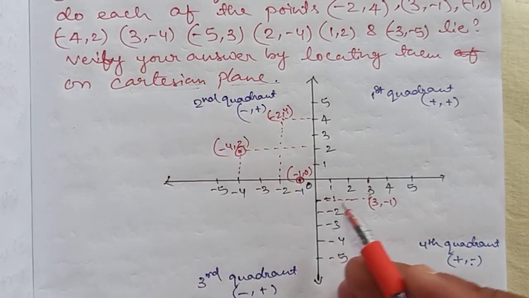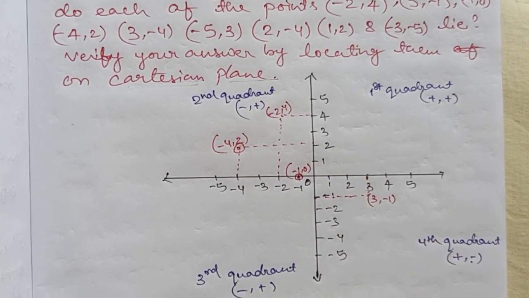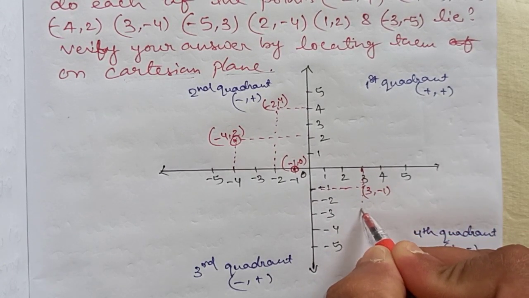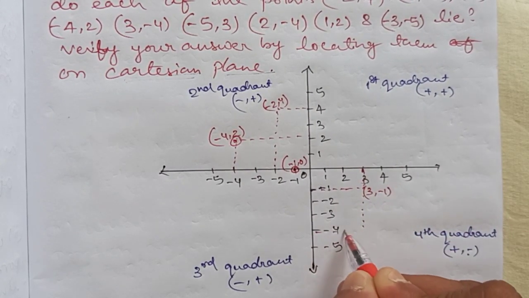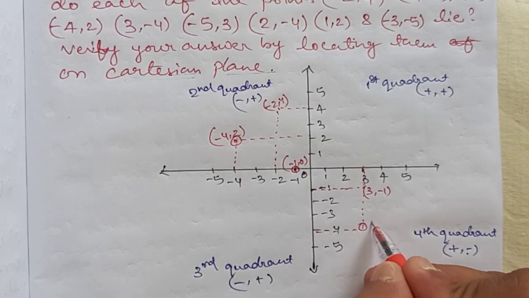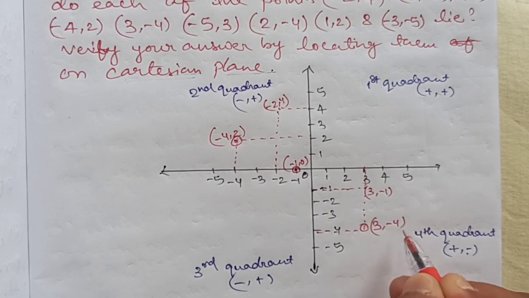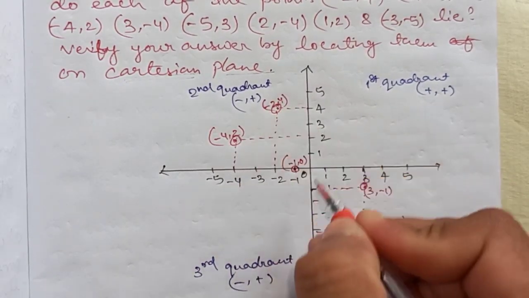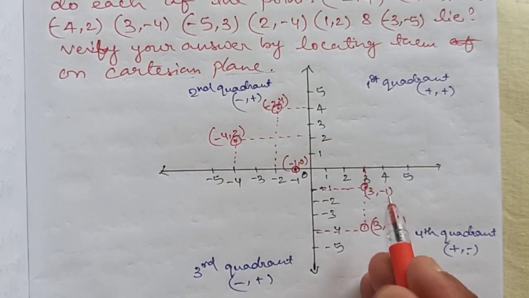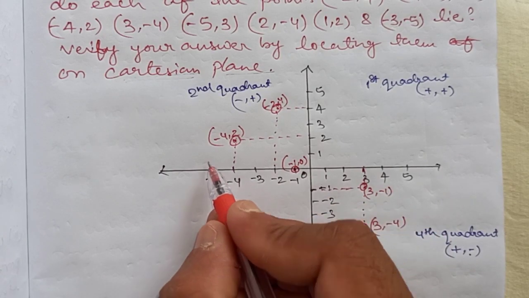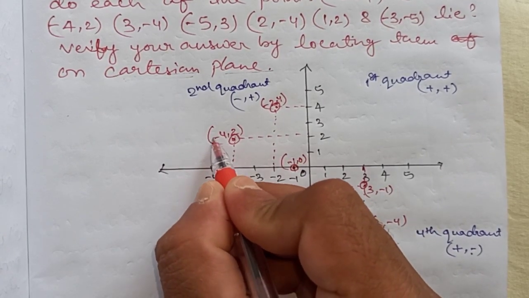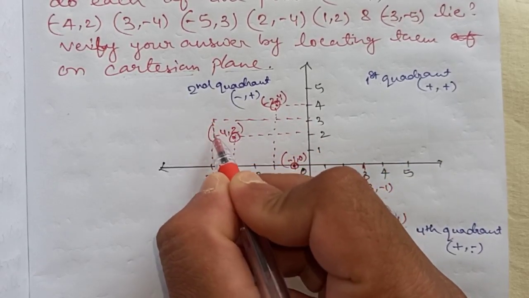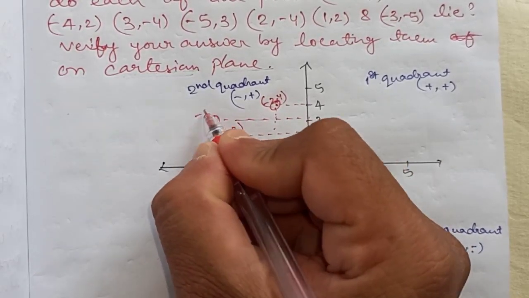Next, 3 comma minus 4. From 3 we will draw a dotted line up to minus 4. So 3 comma minus 4 will come here. Okay, next, minus 5, 3. Minus 5 is here and from the y-axis 3 is here. So minus 5 and 3 will meet here.